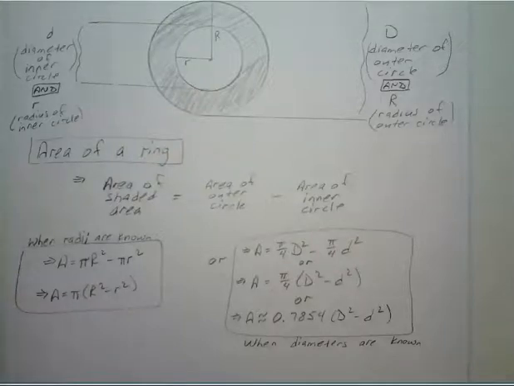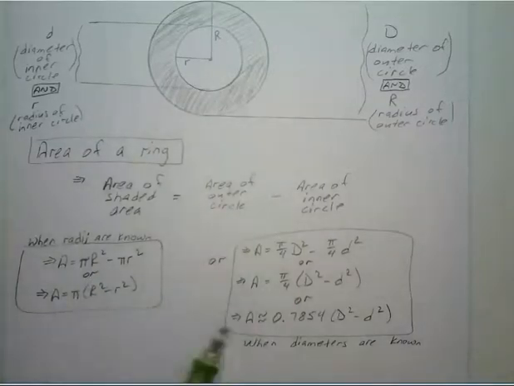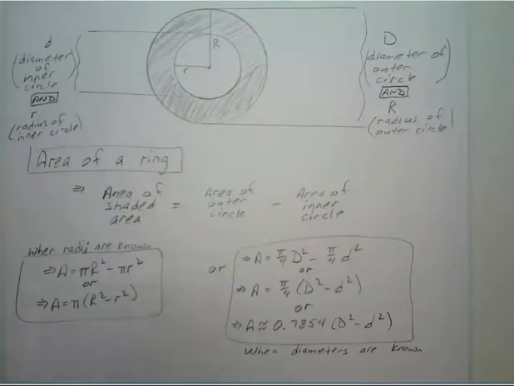Again, it all depends on what information you're given. If you know your radii, use either one of these two formulas. If you know your diameters, you can use any one of those three formulas. All right, if you're still writing, feel free to press pause and finish up, but we're going to go ahead and move on.